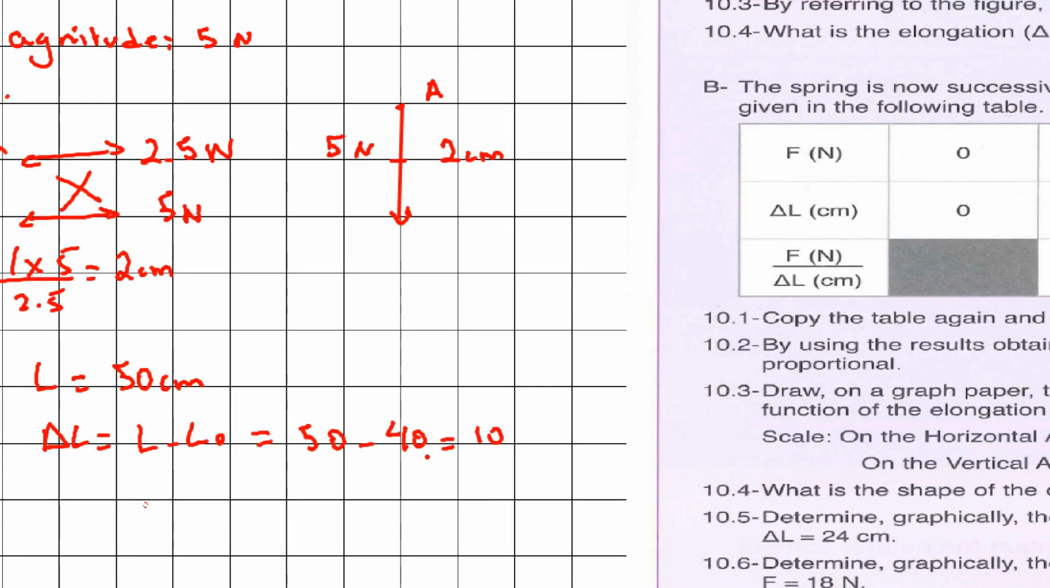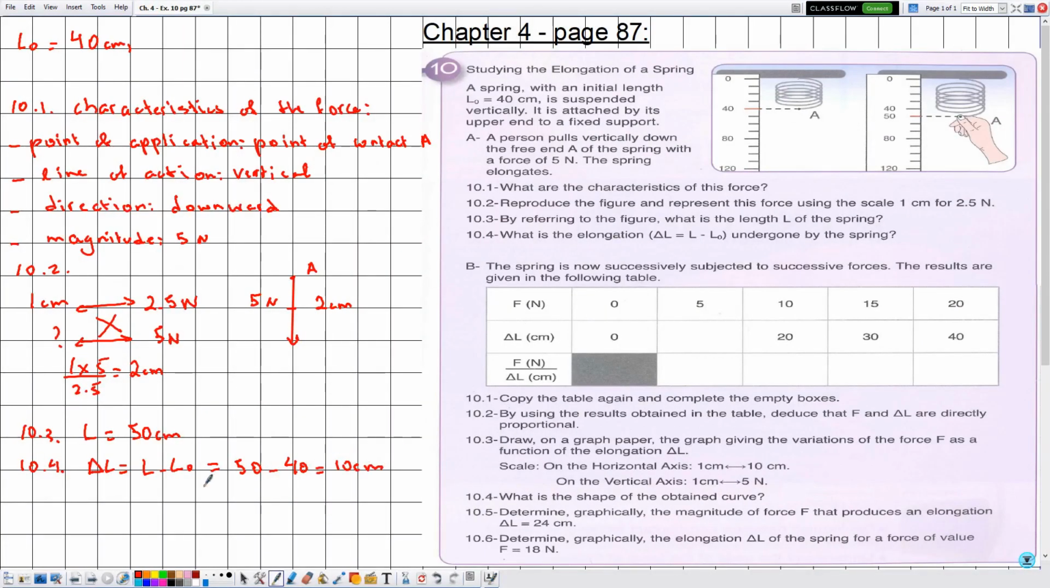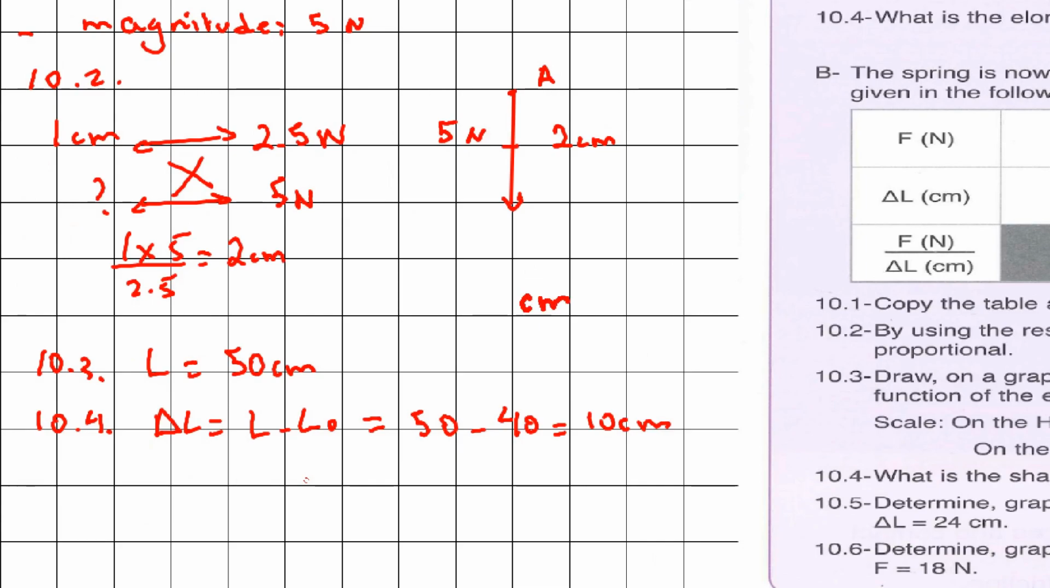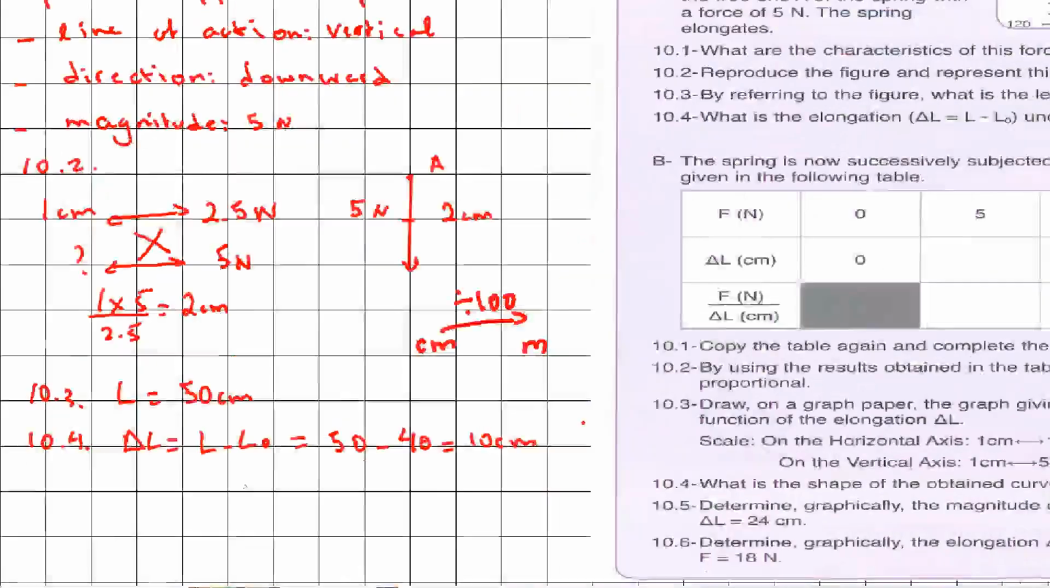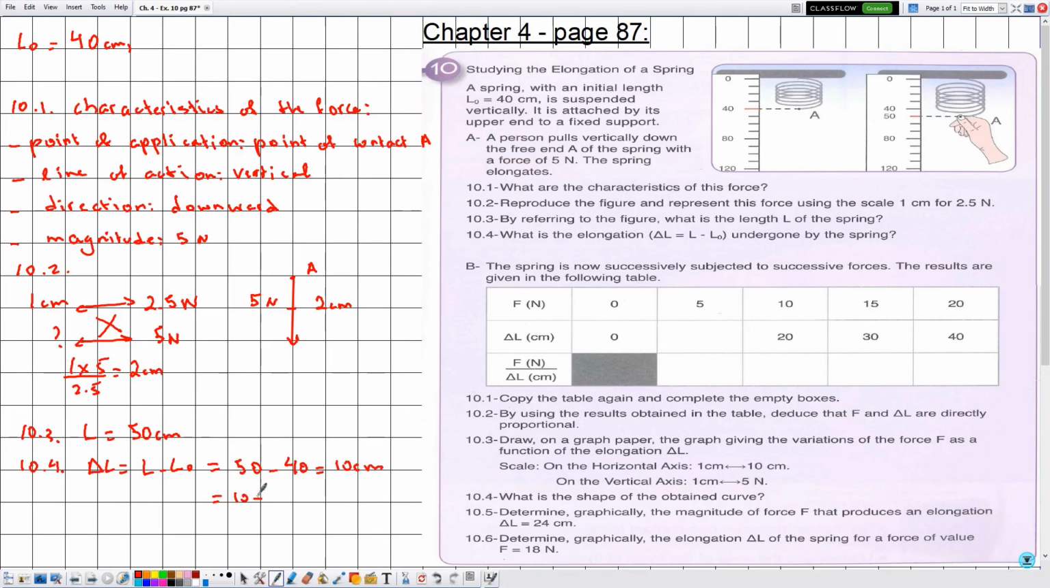Now since 40 is in centimeters and 50 is in centimeters, the value of delta L will be in centimeters. We know that centimeters is not the SI unit of length. In order to convert from centimeter to meter, because we know that meter is the SI unit of length, we divide by 100. Therefore, 10 centimeters divided by 100 will give us 0.1 meters. So the elongation delta L in this case, when it's applied to the force of 5 Newton, is being elongated by 0.1 meters. So delta L in this case is equal to 0.1 meters.